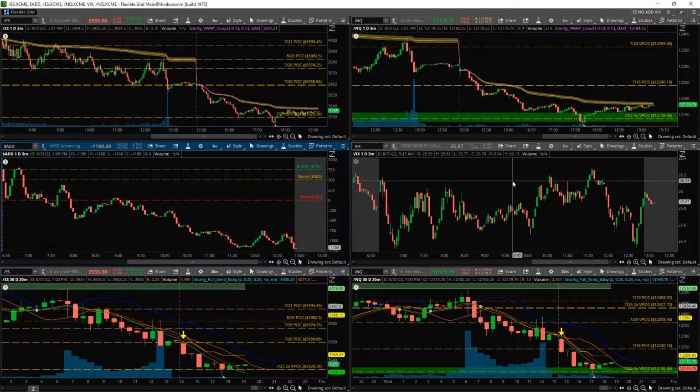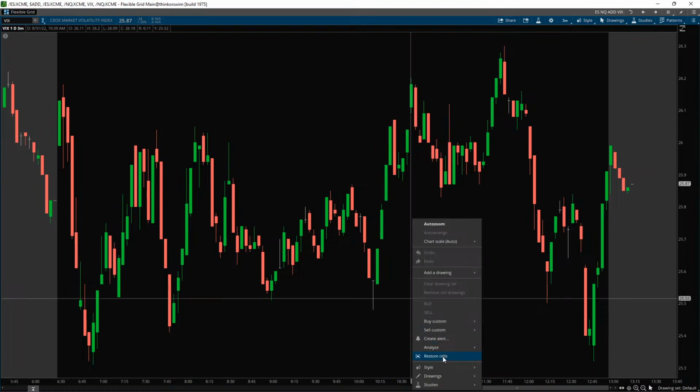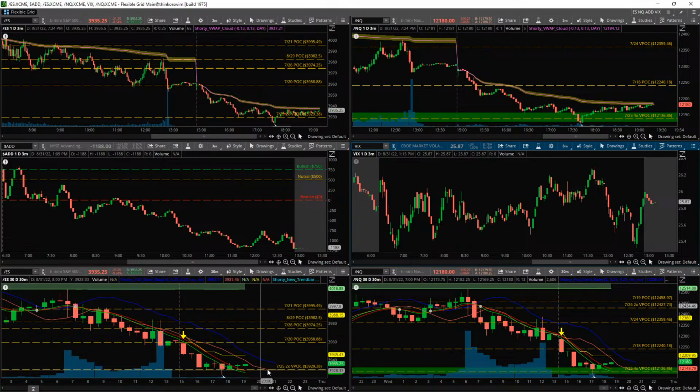And then VIX is essentially the inverse of SPY or ES or whatever. If VIX is going up, SPY is going down. If VIX is going down, SPY is going up. So basically, I watch ES on 3-minute, NQ on 3-minute, add on 3-minute, VIX on 3-minute, and then I also have ES on 30-minute and NQ on 30-minute. Higher time frames, just less noise, clearer picture of what's actually happening.